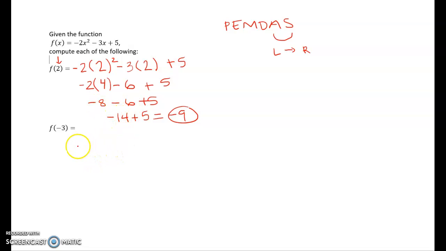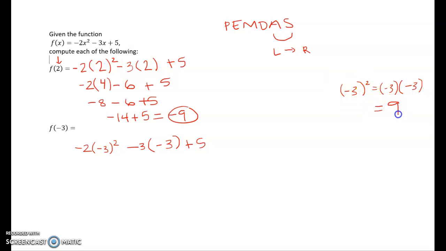Okay, let's do the second one. So I'll do the same thing, negative 2x squared minus 3 times x plus 5. So in place of x, we have a negative 3. This is where it's really important to have parentheses so that we remember to do negative 3 squared. We need to make sure negative 3 squared, we do it as negative 3 times negative 3. So those parentheses have to be around that whole negative 3, which will equal a positive 9.